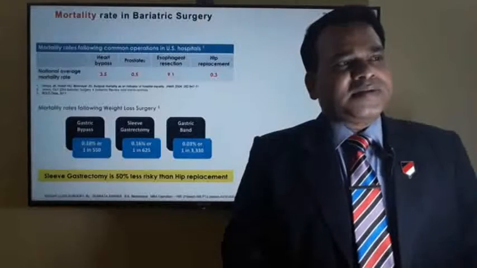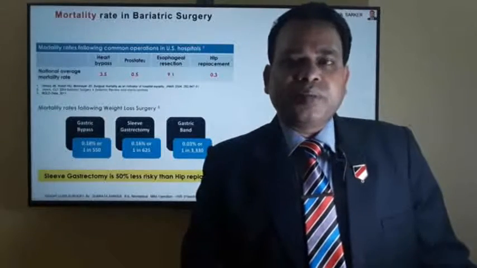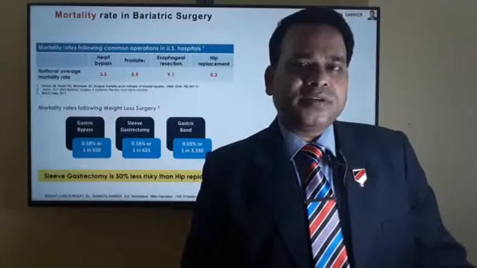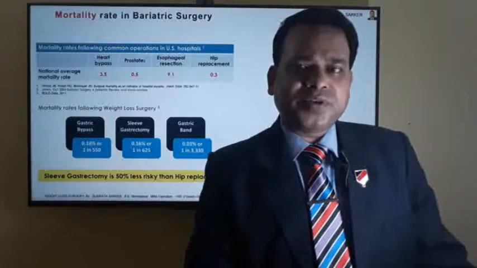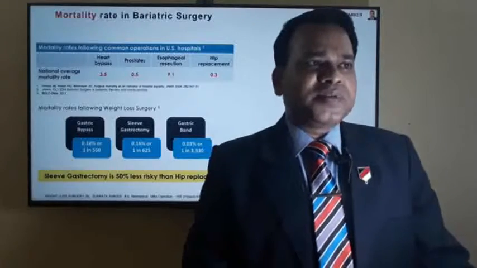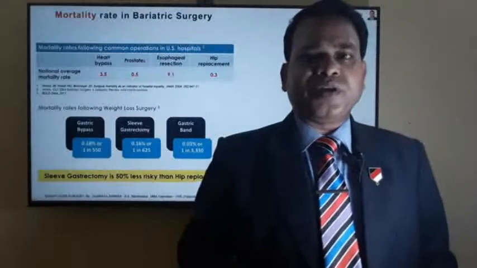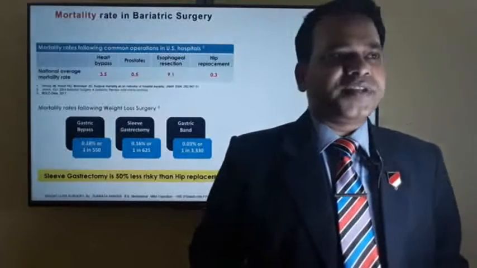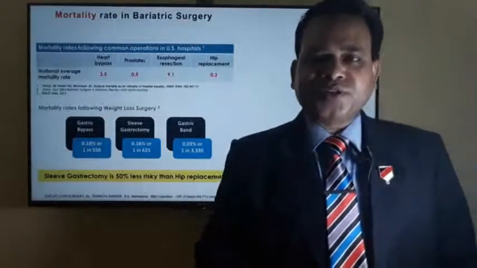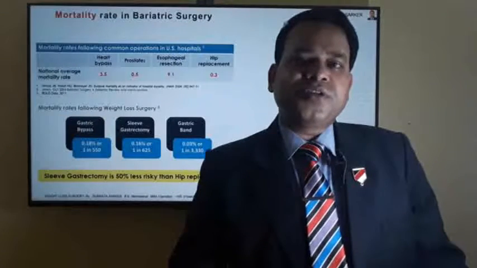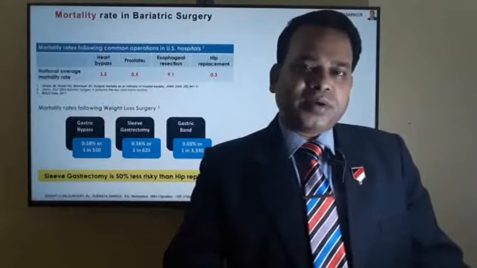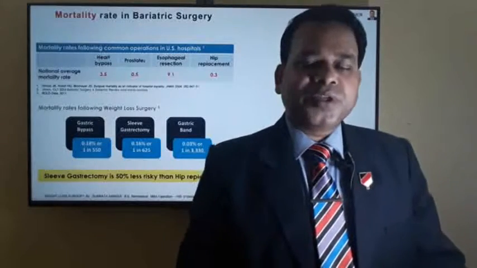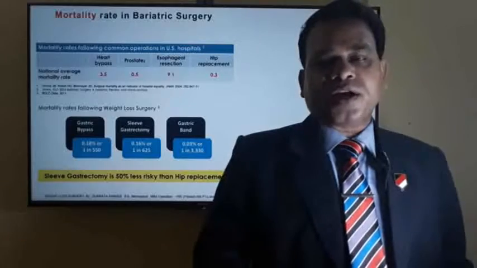And let us understand the mortality rate of bariatric surgery. Bariatric surgery is not as risky as open heart bypass surgery. Many of you have some idea of hip replacement, because I have to compare this surgery with some other known surgery. Hip replacement is not a very critical or dangerous surgery. The mortality percentage of bariatric surgery is 50% that of hip replacement.